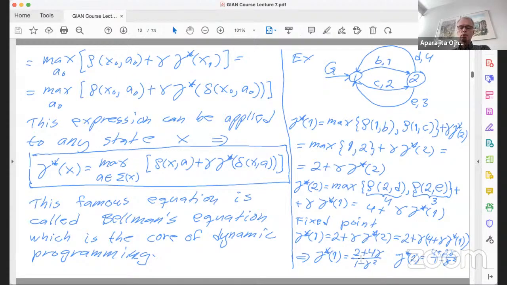And the solution to that is 2 plus 4 gamma divided by 1 minus gamma squared, just solving this equation with J star 1 as the unknown. And given that, you can also easily formulate what J star 2 is, just 4 plus gamma J star 1. The fact that we get this fixed point iteration is interesting in itself, but that's actually a general result for dynamic programming. Once again, note that we don't have any probabilities here.